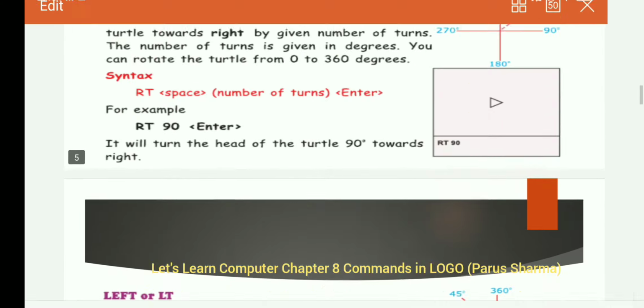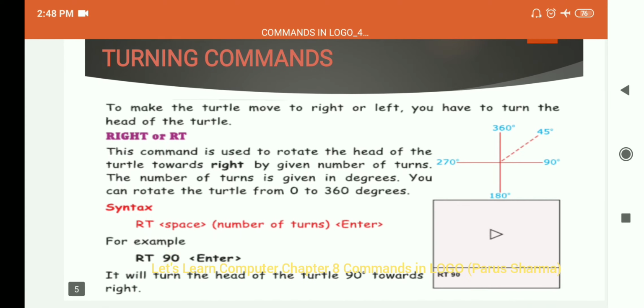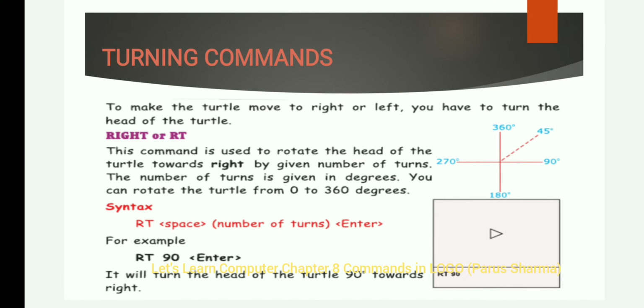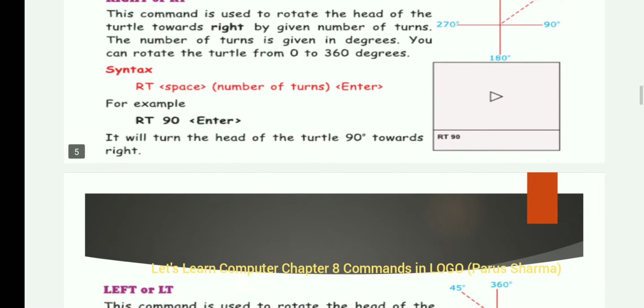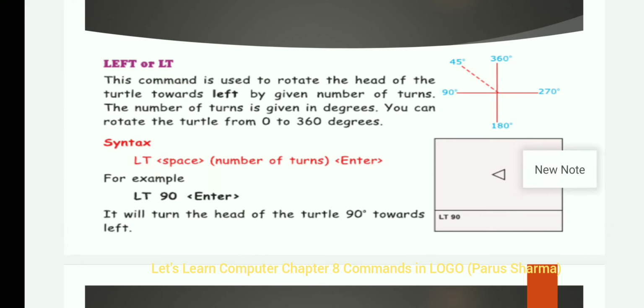Then we have turning commands. Turning commands are to make the turtle move to the right or left. You have to turn the head of the turtle, without drawing a line. So we just write RT or right command with the number of steps, or we write left LT with the number of steps to turn the turtle in that direction. It can turn 360 degrees on its location.